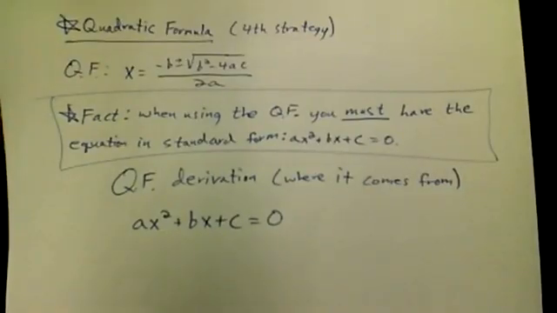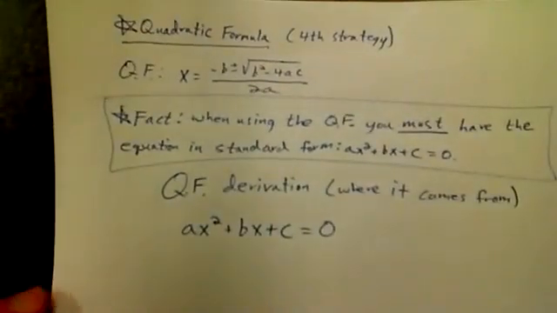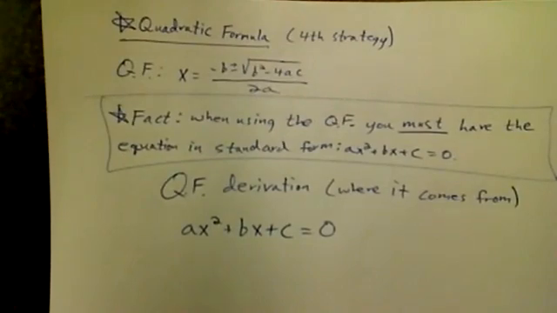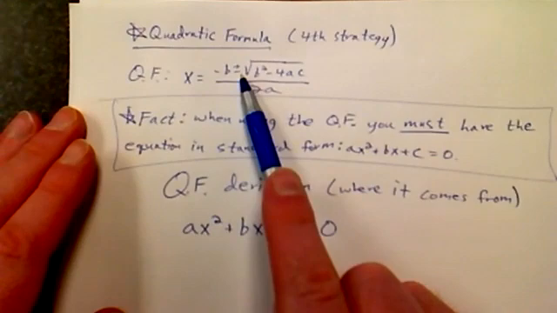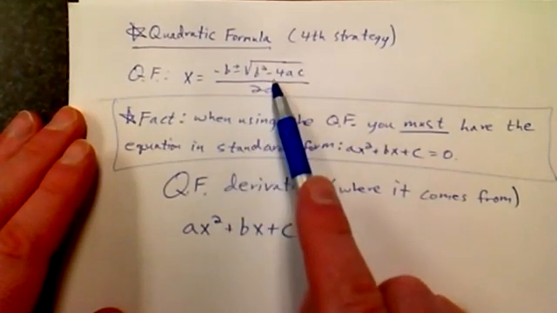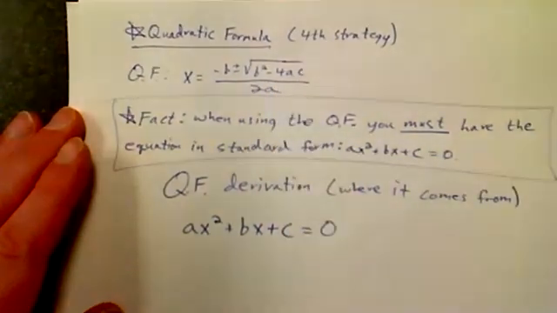Okay, guys, fourth and final strategy: the quadratic formula for solving quadratic equations. Maybe this is something you've seen in your algebra classes before, but the quadratic formula says that x is equal to negative b plus or minus the square root of b squared minus 4ac, all over 2a.